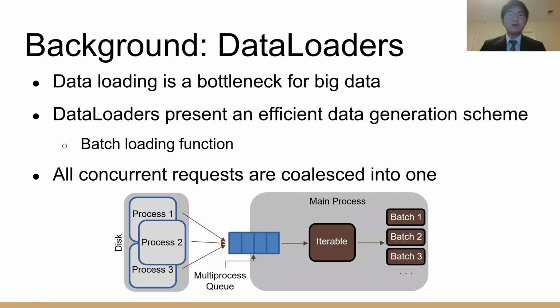Finally, as part of the background, I'll go into something called data loaders. Now, data loading is often a bottleneck in the process for deep neural networks. This is because with so much data, it's almost troubling for deep neural networks to implement and call for the data one at a time. So what data loaders do is they essentially take the data generation as a batch loading function rather than simply queuing it one at a time.